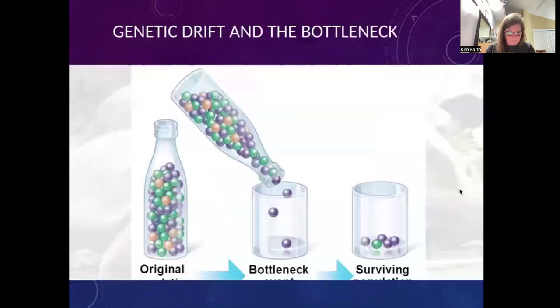So here's genetic drift and the bottleneck. Again, genetic drift just means that there's some fluke or random event that decreases genetic variation, right? So we can see that bottleneck effect here.